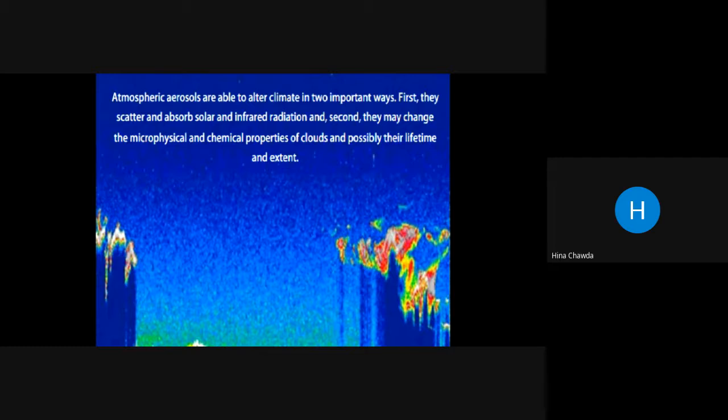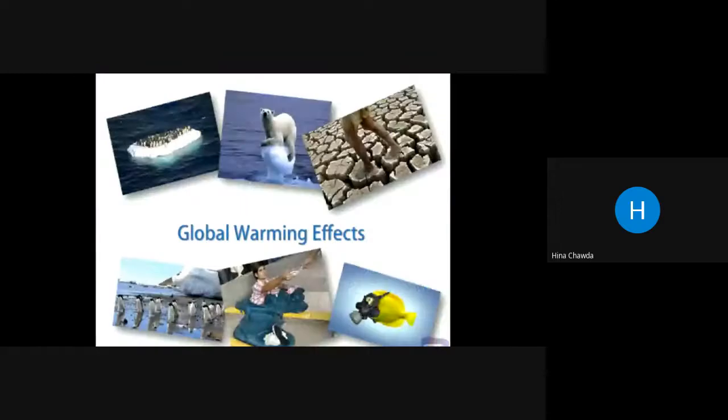These atmospheric aerosols are responsible for the depletion of ozone, which causes global warming. So we should reduce the emission of these atmospheric aerosols, as they can stay for a long time in the atmosphere, and a small amount of atmospheric aerosol can cause a big loss to a large amount of ozone. Now moving on to the next slide, here are the global warming effects.